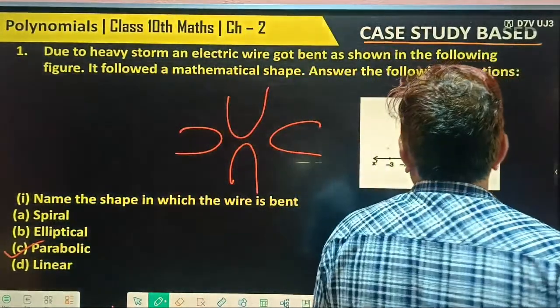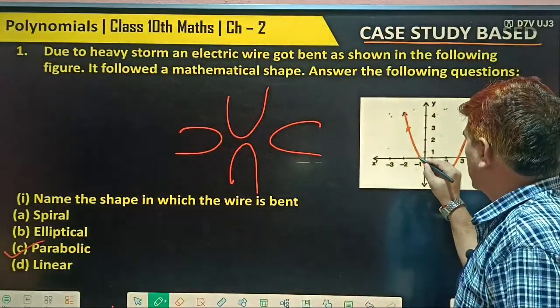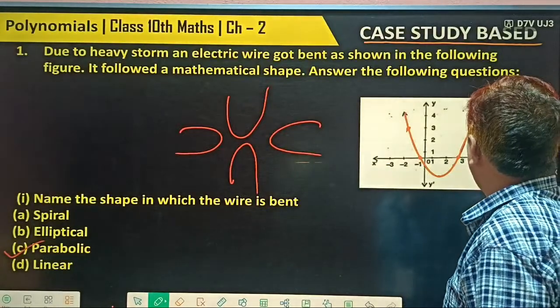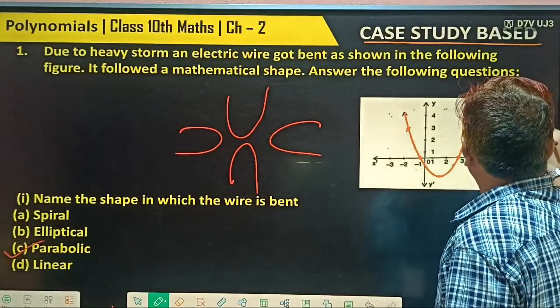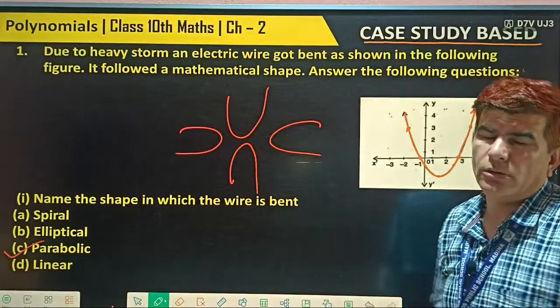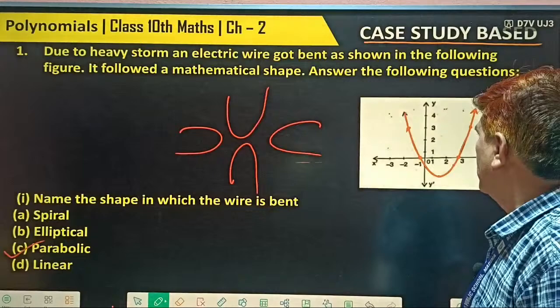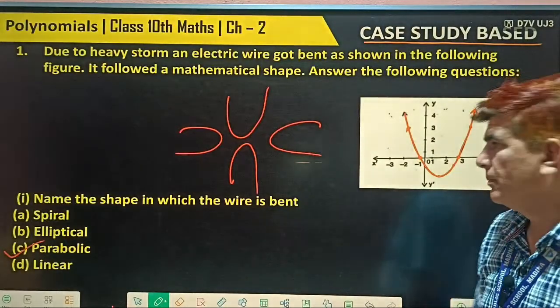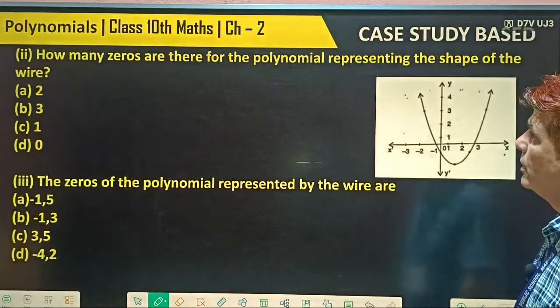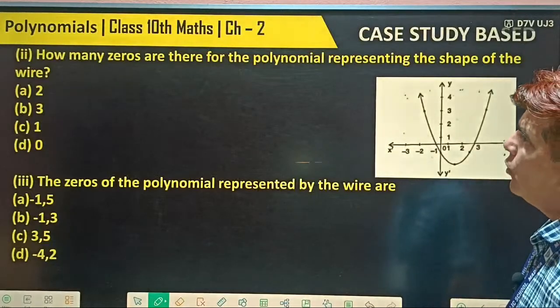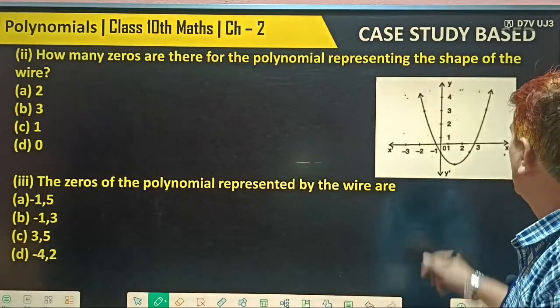So it is a quadratic equation cutting the x-axis at 2 points. So maximum zeros, how many? 2. And the graph of a quadratic polynomial is like a parabola. Understood? Next, how many zeros are there? That I already told you.